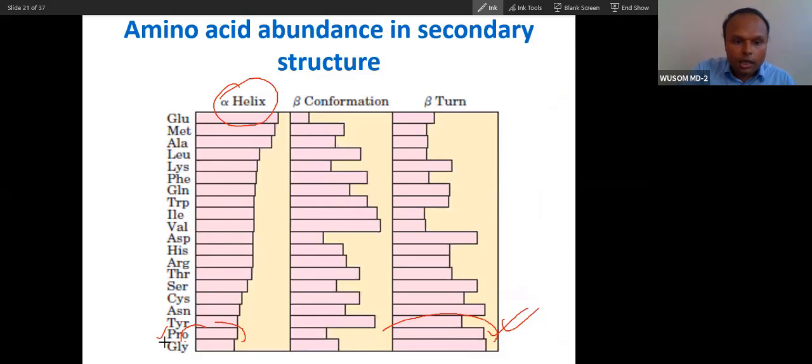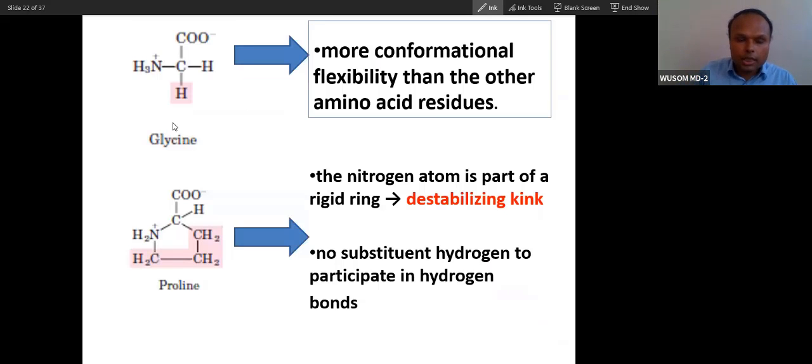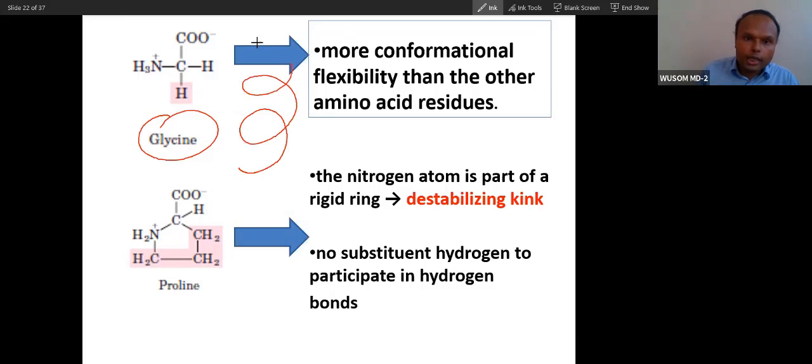Because this glycine is very flexible. Again, the answer is the same. Glycine is very flexible. That is why it will not be good to hold this alpha helix. And proline is very rigid. That is why it will not allow this folding. Proline will not allow folding, and glycine will be too flexible to adapt into this folding. That is why glycine and proline are very low in alpha helix.